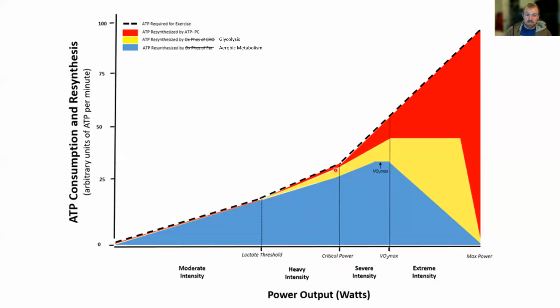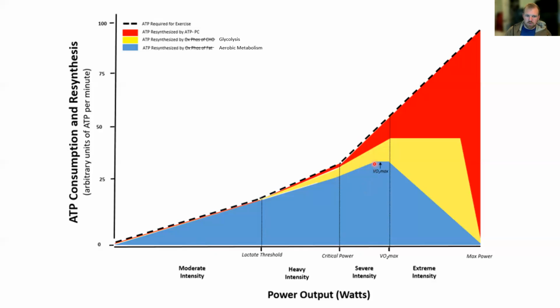Then we go to the severe intensity, though. That's crossing that line of sustainability. From this point, we're using more glycolysis and more phosphocreatine, but our body cannot get rid of the metabolites that are being produced.